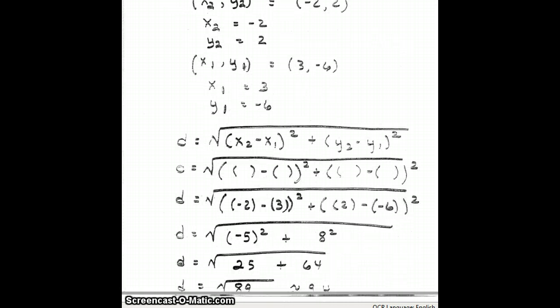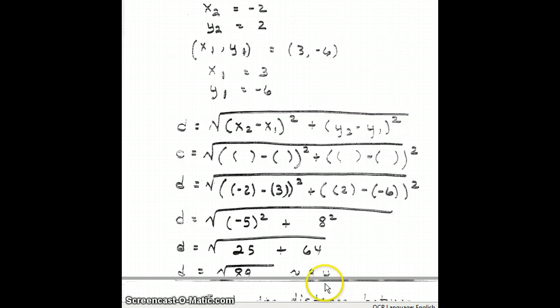So what we have then is minus 2 minus 3. That gives us minus 5. Minus 5 squared is negative 5 times negative 5, or 25. On the second place, we have 2 minus a minus 6. 2 minus a minus 6 is the same as 2 plus 6, which is 8. 8 squared is 64. 25 plus 64 gives us 89. And if we take the square root of that, it would be approximately equal to 9.4.